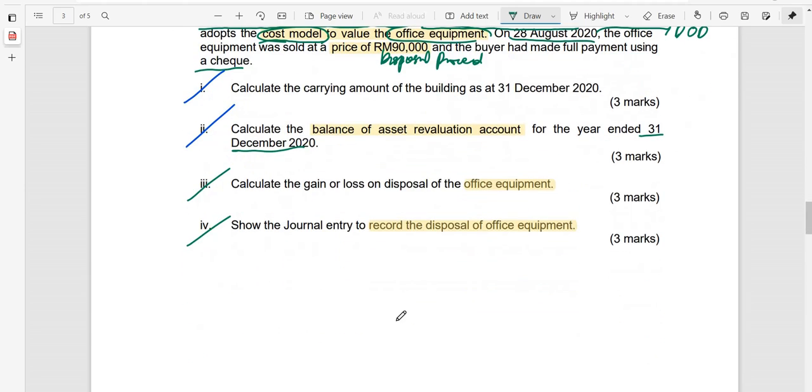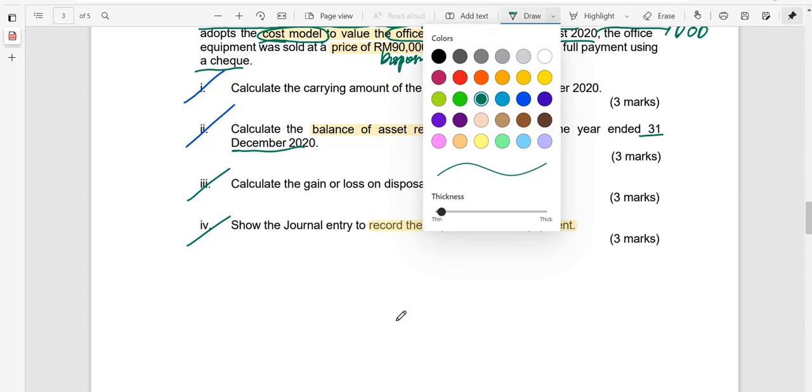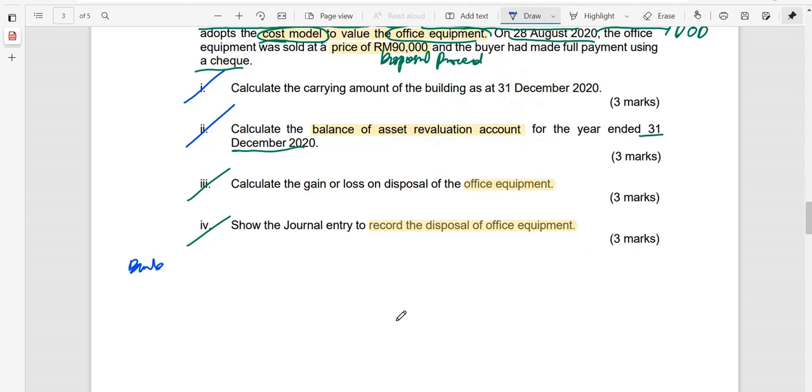Before we start, I would suggest you draw the timeline diagram. So if you were to draw a timeline diagram, I'm suggesting you do it separately for the building and for the office equipment. So if you look at the information given for the building, it was acquired, the date of acquisition of the building was 1st of January 15. You can check the information here.